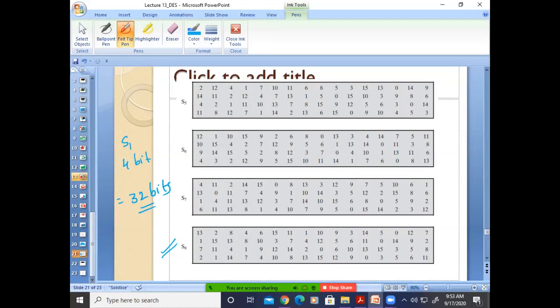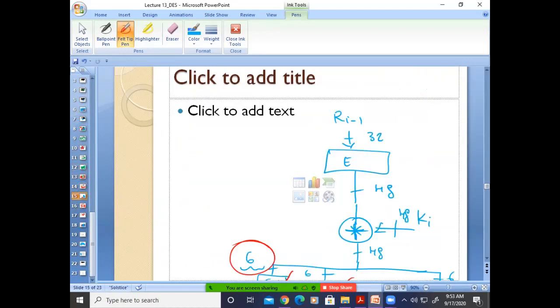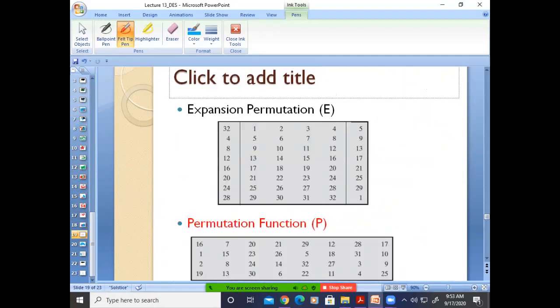See, why I'm telling all this: you can choose AES or DES as your mini project or major project. So up to SBoxes are clear. Next, I think, expansion. See here, expansion.